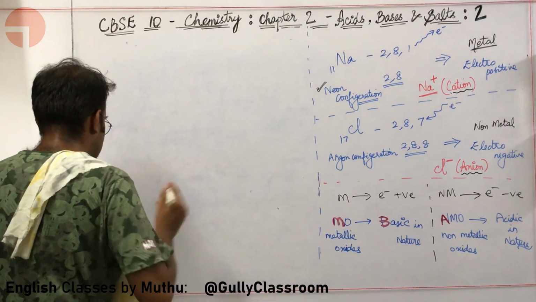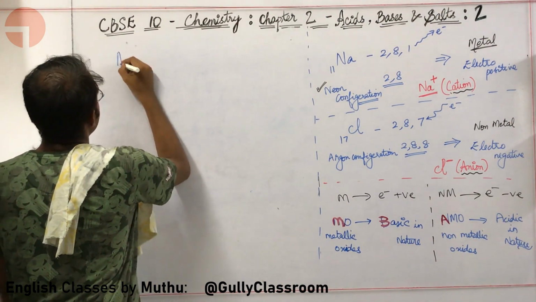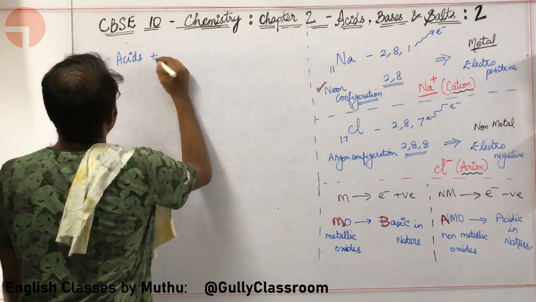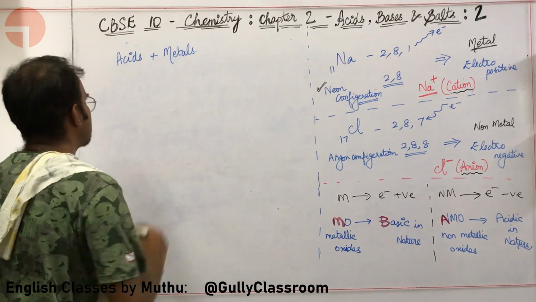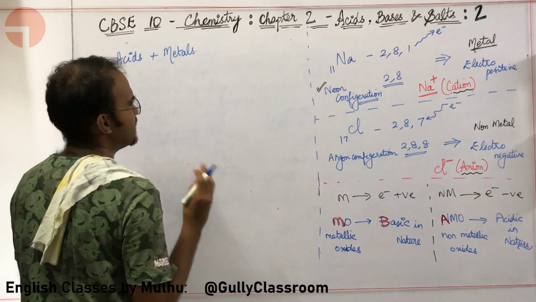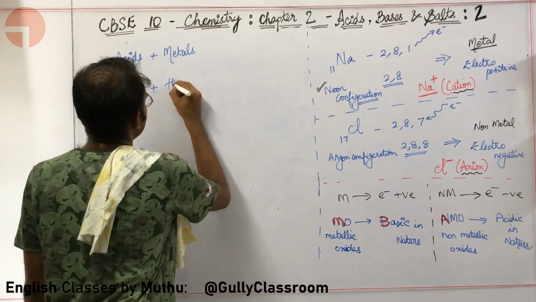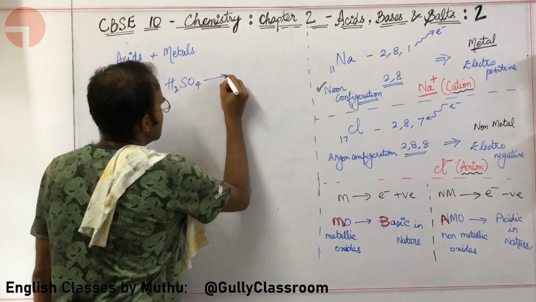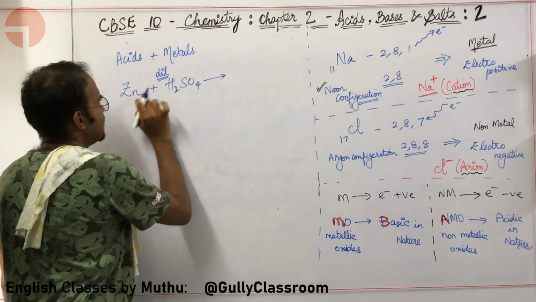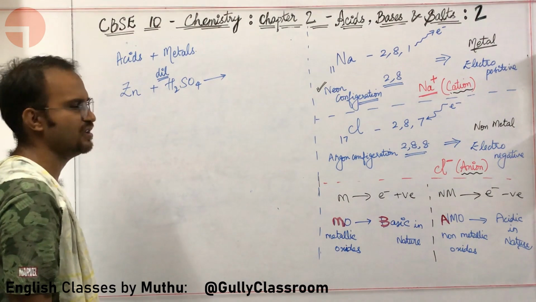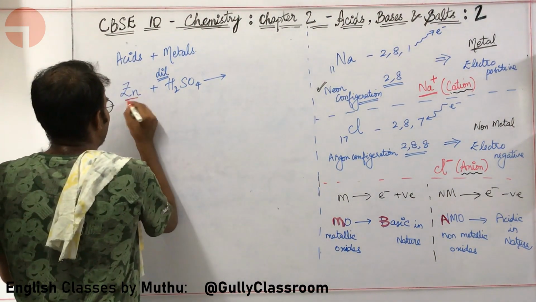The first thing we are going to study after this is the reaction of acids with metals. Let us start the reaction. What is the first reaction? We will first go for zinc plus H2SO4. Usually we will react zinc with dilute H2SO4. Zinc is more reactive than hydrogen.